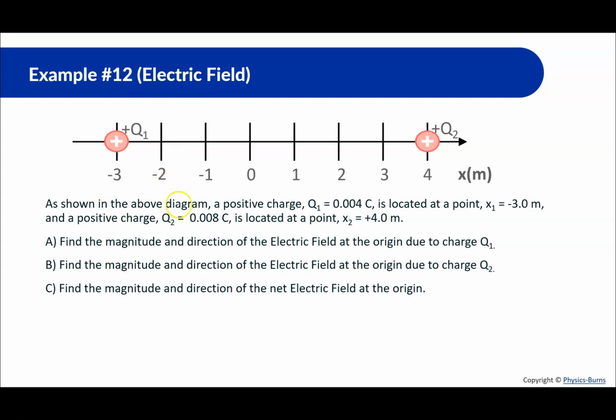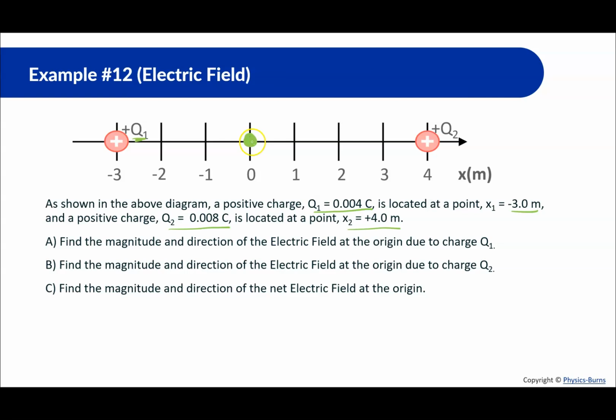As shown in the diagram above, a positive charge Q1 is equal to 0.004 coulombs. It's located at negative 3 meters. And positive charge Q2 is equal to 0.008 coulombs, and is located at positive 4 meters. Find the magnitude and direction of the electric field at the origin due to charge Q1. So this is the origin, and we want to find what the electric field is by Q1.